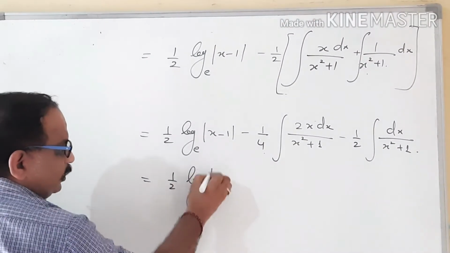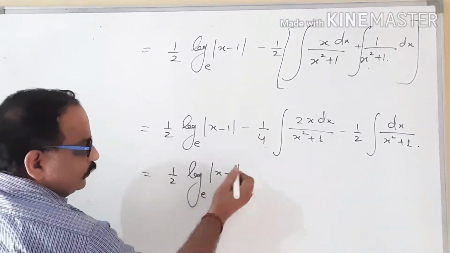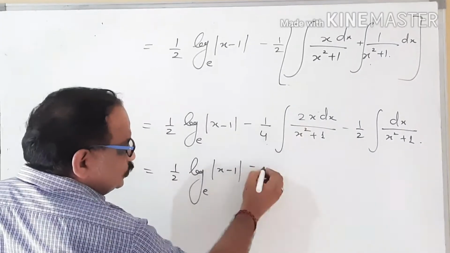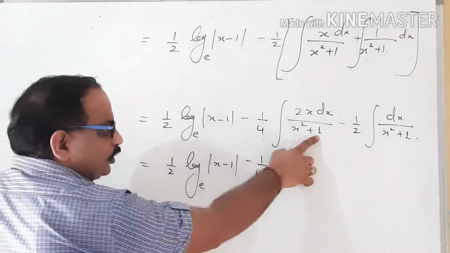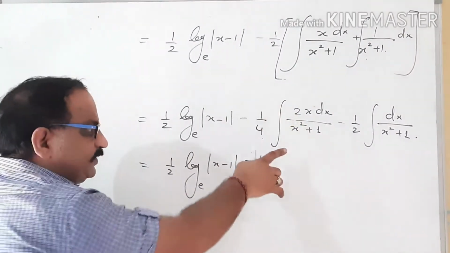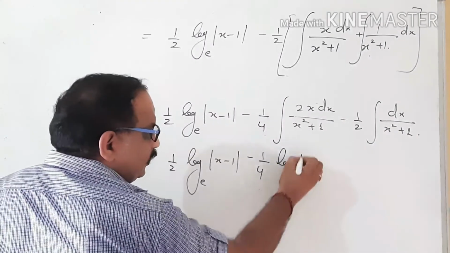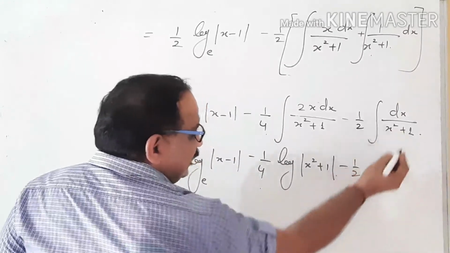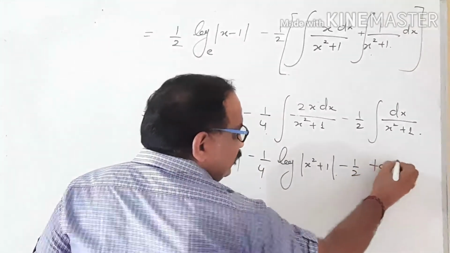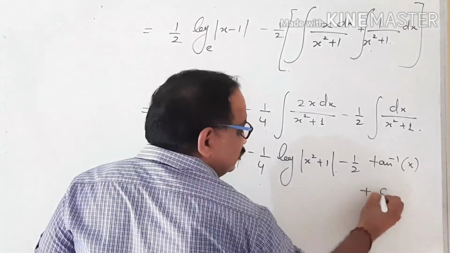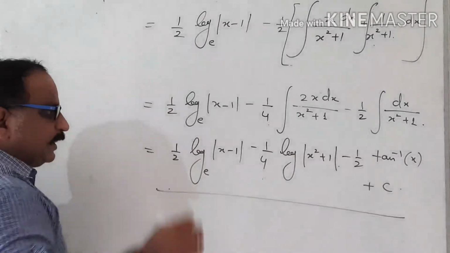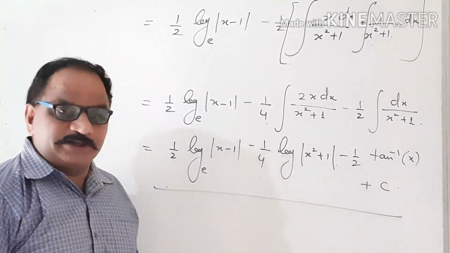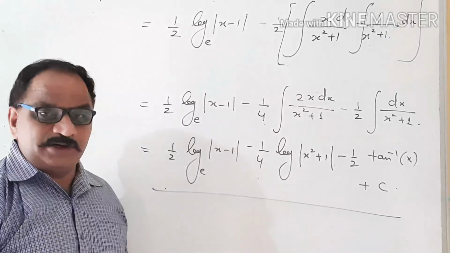1 by 2 log of mod x minus 1 base e, minus, now since the differentiation of the denominator lies in the numerator, we are able to put the log here. So log of x square plus 1, and minus 1 by 2 is a simple case of tan inverse x, plus c. That is the integration of that, and we did it with the help of partial fractions.